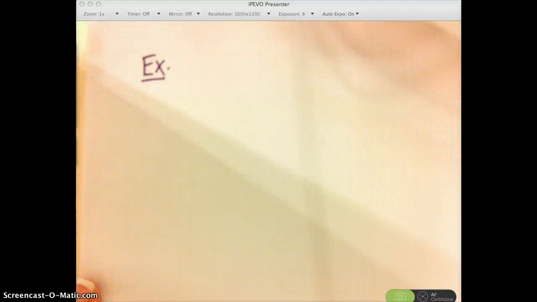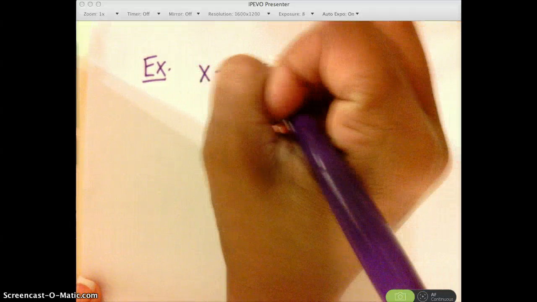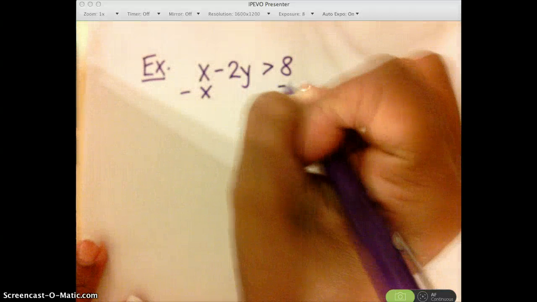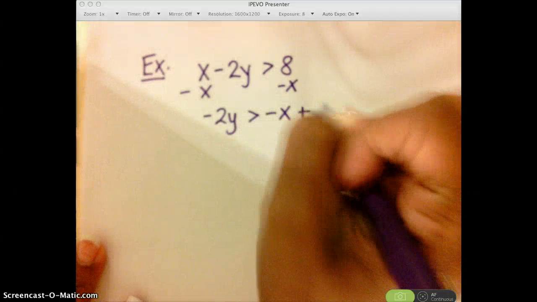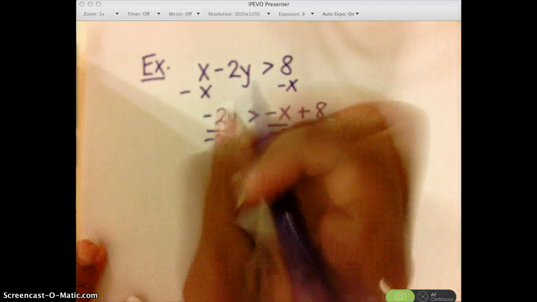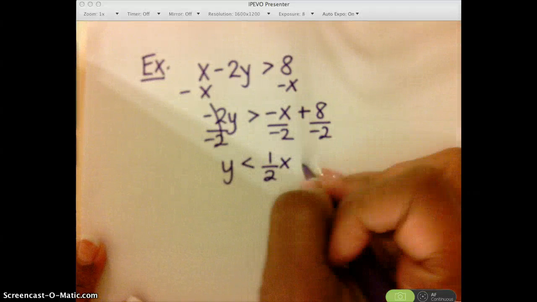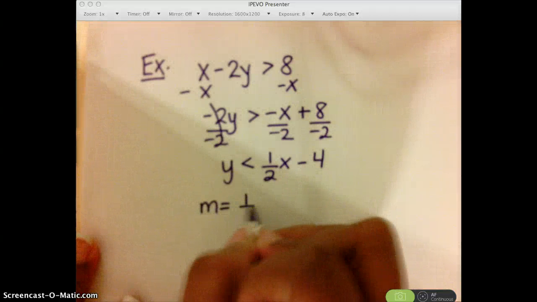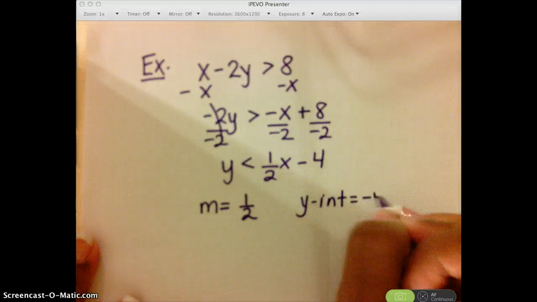Okay, we started with the example x minus 2y is greater than 8. So we will first subtract x from both sides. And you already have this done in step 1. I'm just working through it again. And then we're going to divide each term by negative 2. All right, and then we have y, and we flip that inequality, less than 1/2 x minus 4. Okay, we decided that the slope was 1/2. The y-intercept is negative 4.